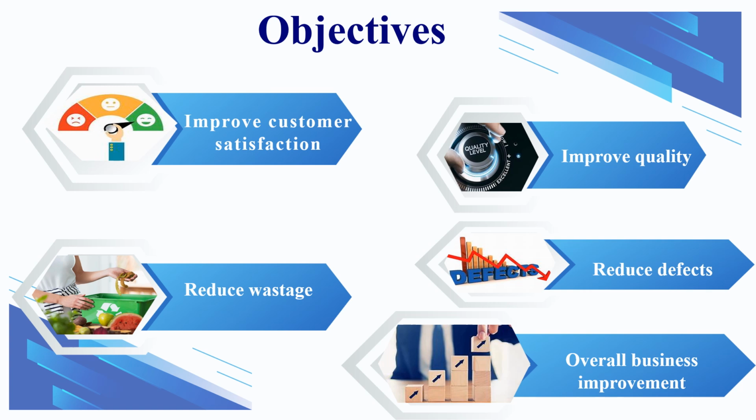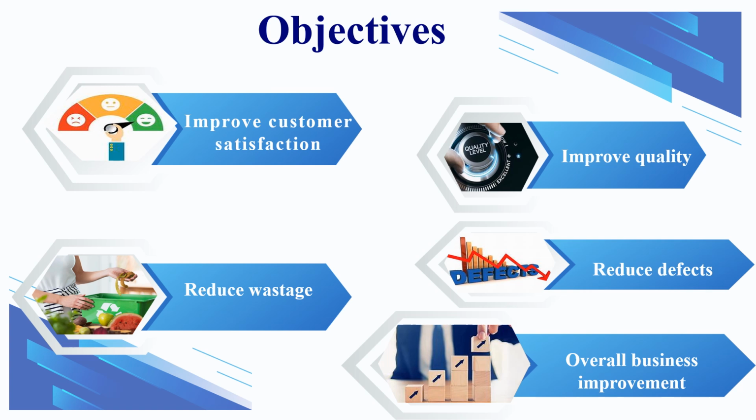There are five objectives of Six Sigma. First is improve customer satisfaction, reduce wastage, improve quality, reduce defects, overall business improvement. First of all, we learn about improve product quality. Ensure that products meet the highest quality standard, reducing defects like contamination, improper packaging, and spoilage.